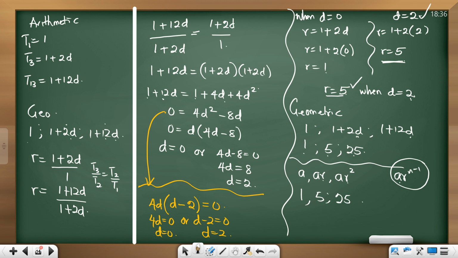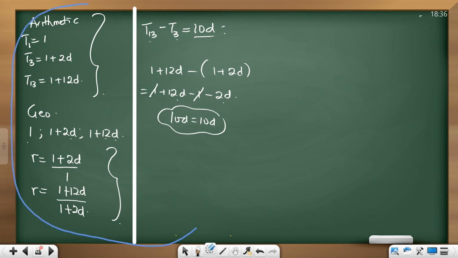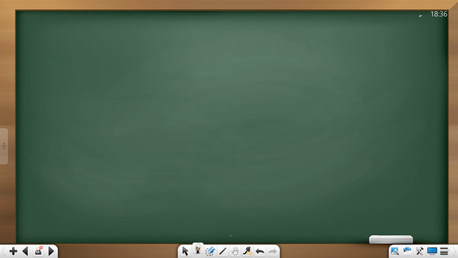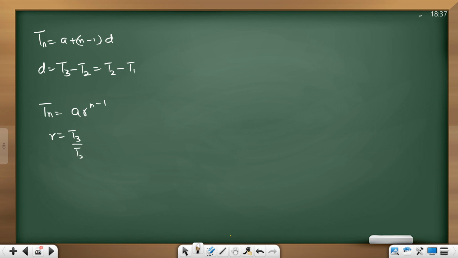So please don't forget the original root formulas of your geometric and your arithmetic. It's all there on the formula page. I hope I've been able to get you now. Tn equals A plus n minus 1 d, where d is T3 minus T2, which is equal to T2 minus T1. Tn equals AR to the power n minus 1, where R is T3 over T2, which is also equal to T2 over T1. What is this? Arithmetic. And what is this? Geometric. All available on the formula page.